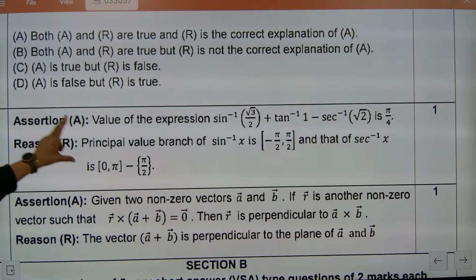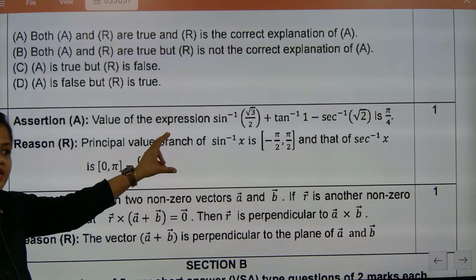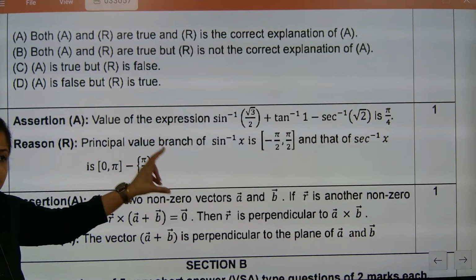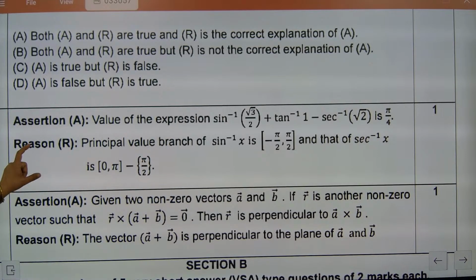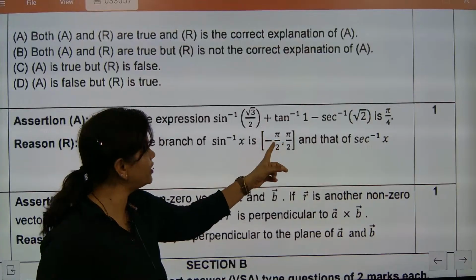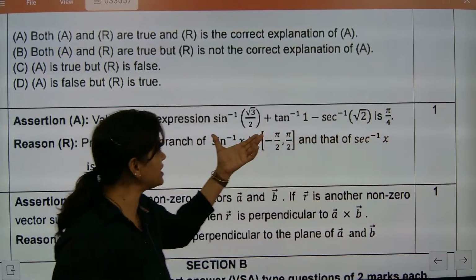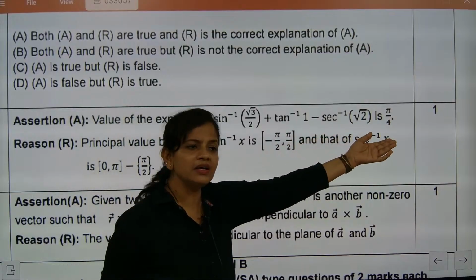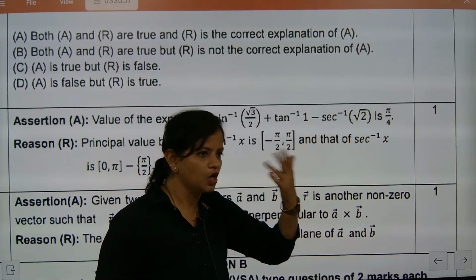Now look here, beta, assertion and reason they have given from inverse trigonometric function. So that means one time we will take out inverse trigonometric function assertion reason and do it very carefully. Understood? Now look here. The value of the expression sine inverse √3/2, tan inverse 1 and secant inverse is pi/4. Directly if you substitute, the angle is coming pi/4. If the angle is coming pi/4, it means the assertion is true.